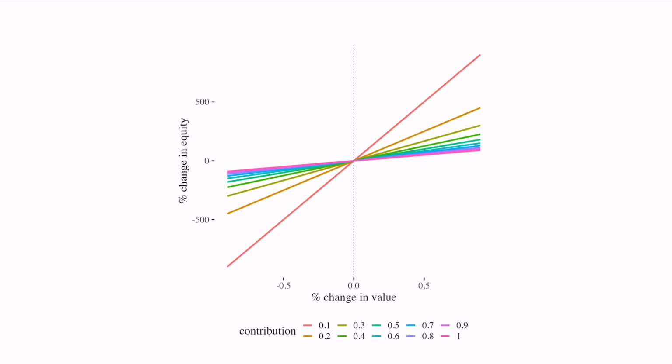Here's a plot of equity percent change versus value percent change for various equity contributions. We see that the less your contribution is, the greater your percent change in equity, both on the upside and on the downside. This is why loans for investment are called leverage. The greater your equity to loan ratio, the higher your percentage return on the upside, and the greater your risk of loss on the downside.